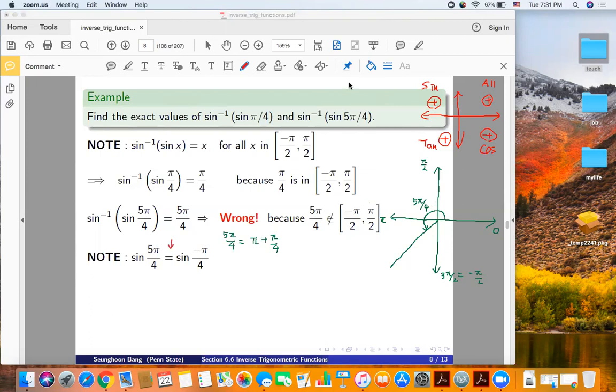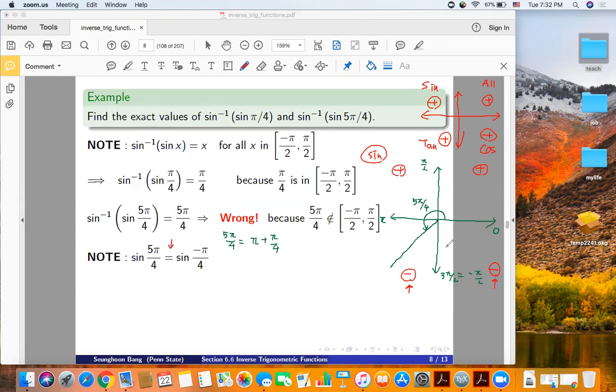So what does it mean? What happens? Sine function is positive in the first quadrant, positive in the second quadrant, negative in the third quadrant, and negative in the fourth quadrant. Which one has the same sign? Here, the angle is in the third quadrant, negative.